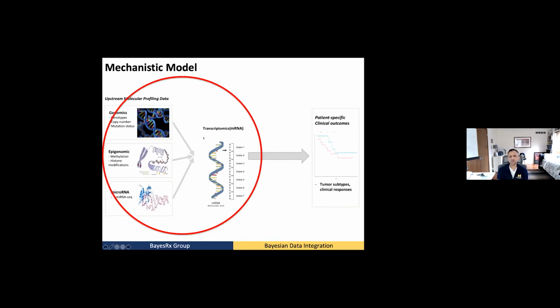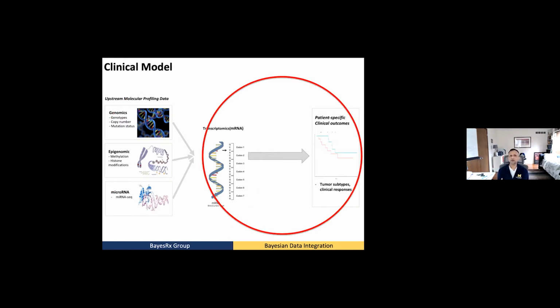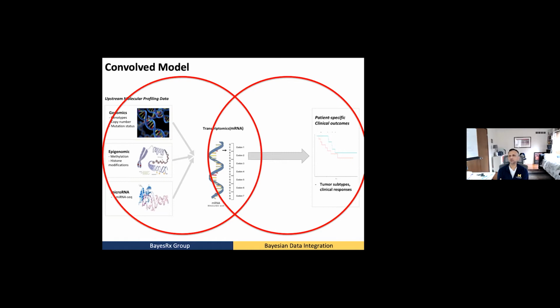and we have two sets of models. One that looks at the upstream molecular profiling data and how it affects transcriptomic, which is basically the gene expression, and how that gets tied in with the clinical component of the model that ties in with the clinical outcomes and the phenotypes, and basically put the two together. And that sort of is the conceptual schema of combining these two.